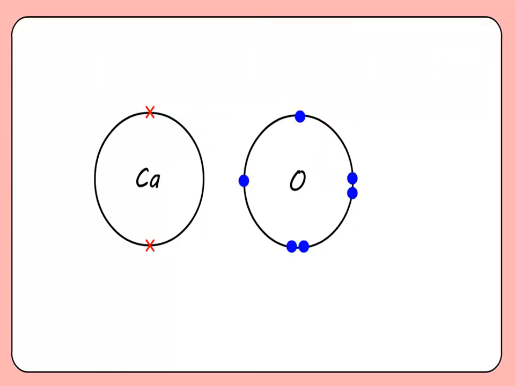Calcium has 2 electrons in the outer shell, and so to obtain the octet would need to lose both of these to form a 2+ ion. Oxygen needs to gain 2 electrons to obtain its octet.